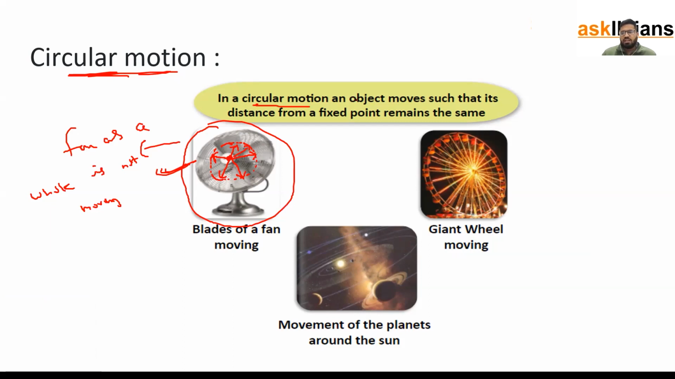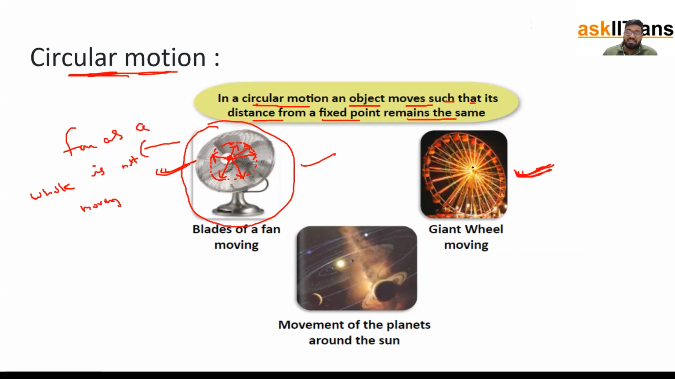You can see, in a circular motion, an object moves such that its distance from a fixed point remains the same. So whenever the distance of an object from a fixed point remains the same and it is doing some kind of motion, then that will be considered under circular motion. Getting my point? Okay. Now the second example you can see is a giant wheel moving. I think all of you have enjoyed this ride in your childhood days. Some of you might be enjoying this right now also. So this is a giant wheel moving.